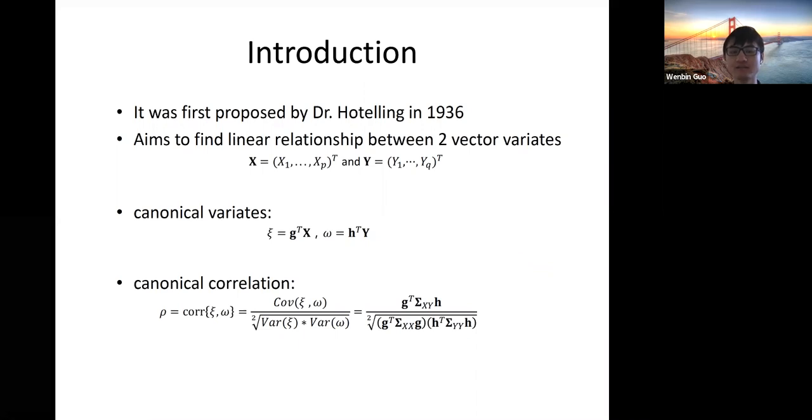This approach constructs canonical variates that map the x vector to a single variable psi and the y vector to another single variable omega by linear combinations. The canonical correlation is defined as the correlation between psi and omega. Next slide, please.